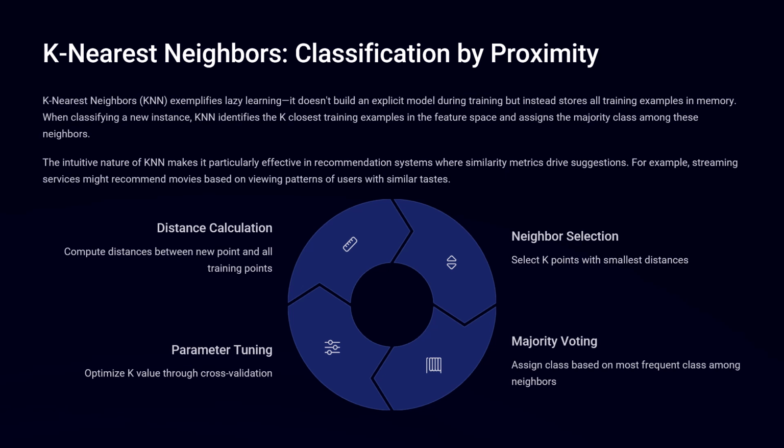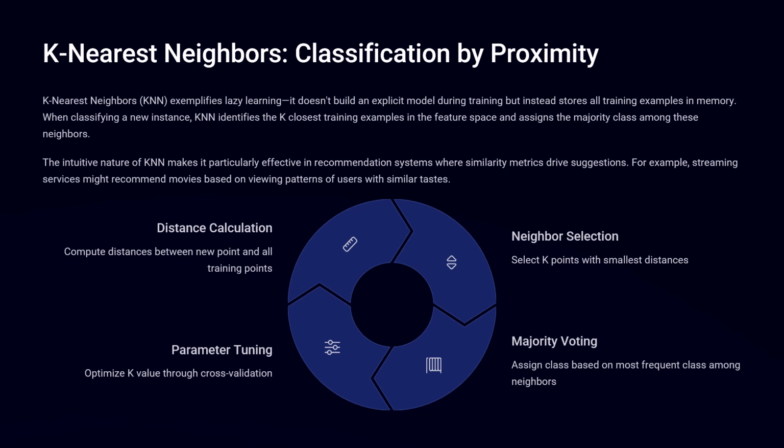When classifying a new instance, KNN identifies the K closest training examples in the feature space and assigns the majority class among these neighbors. The intuitive nature of KNN makes it particularly effective in recommendation systems where similarity metrics drive suggestions. For example, streaming services might recommend movies based on viewing patterns of users with similar tastes.